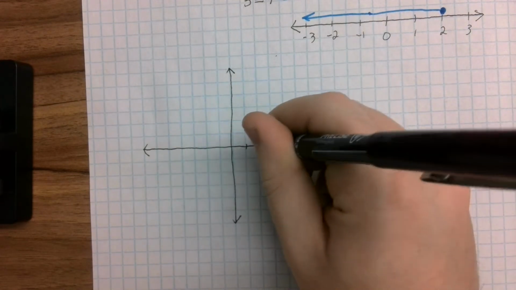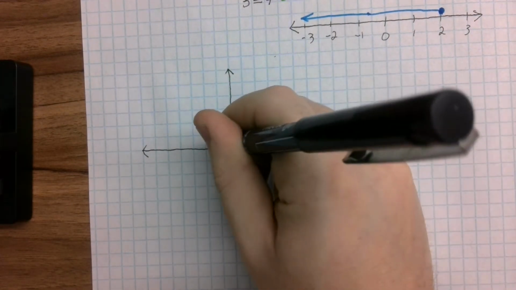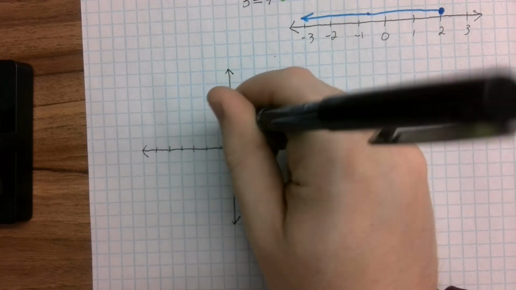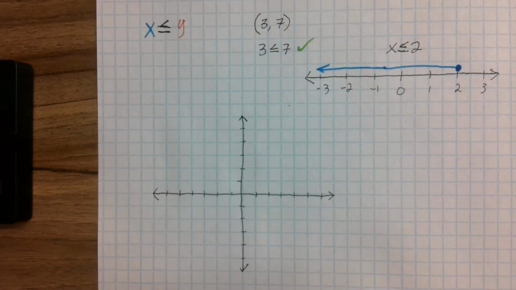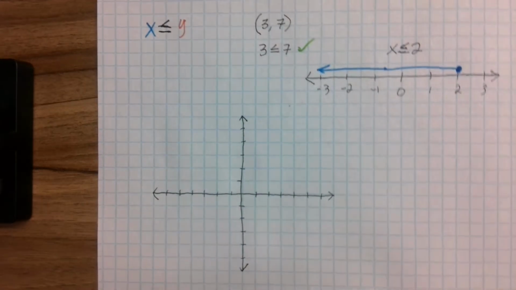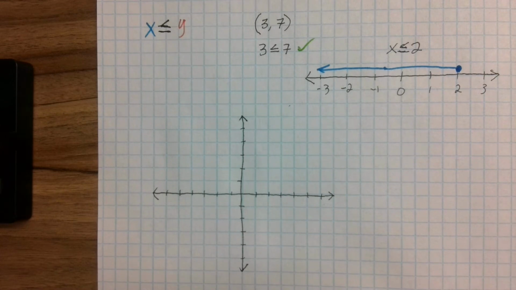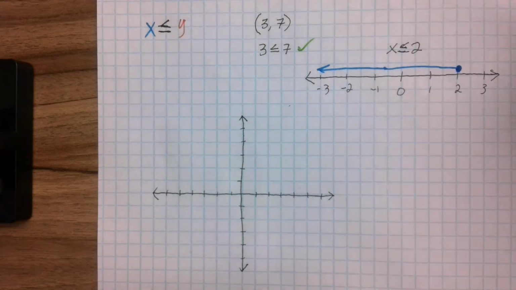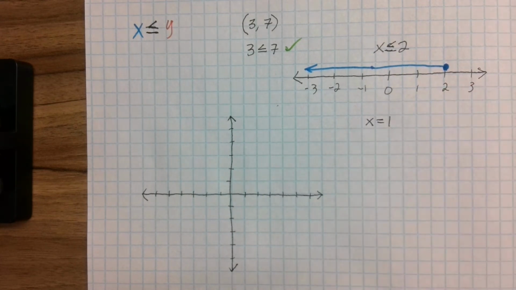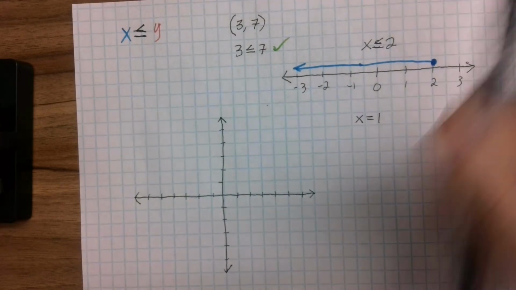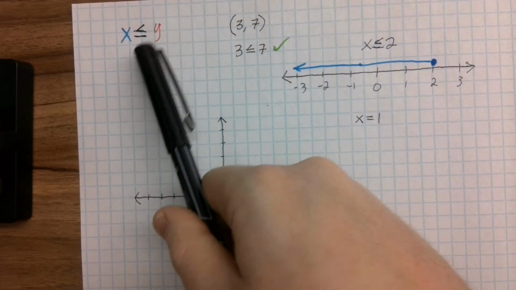Here's what I want us to do. I want us to start going through and just start putting points at all of the possible solutions for this inequality. x is less than or equal to y. In other words, I want us to put a dot anywhere that x is less than or equal to y. It's sort of hard to do this systematically, but let me give you an example of how I would recommend doing it. Let's say we start by saying x is 1. If x is 1, what are all the possible y values that are greater than or equal to 1?